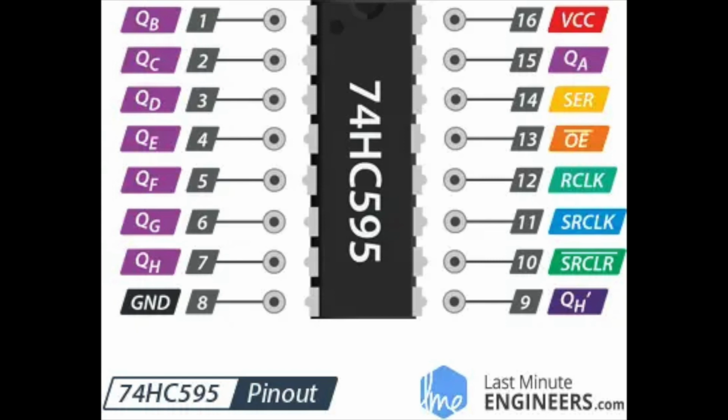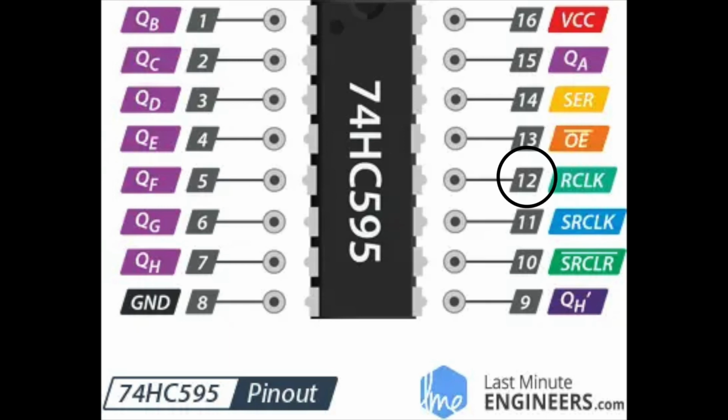Here is the shift register chip, the HC595, used in the project, where outputs QA to QH represent the bits connected to the bar graph. Pin 8 is ground, while pin 16 is VCC. Pin 14 is the serial input pin, otherwise known as the data pin. Pin 13 is the output enable pin. When it's high, the output pins are disabled.